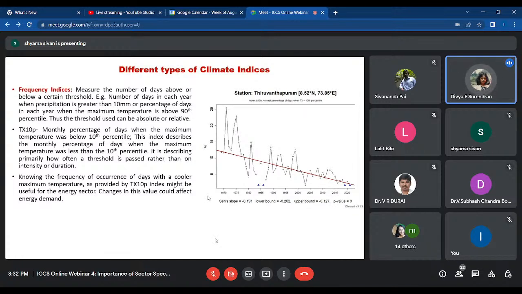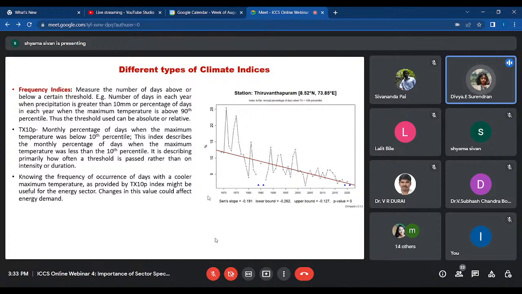Similarly, in the negative direction, if we are considering the percentile below 10, it will show the negative. Here I have shown the annual percentage of days when the maximum temperature values are less than 10%. It is showing that the value of maximum temperature less than 10% is decreasing. That means the minimum value of maximum temperature is decreasing, which means the temperature is actually increasing.